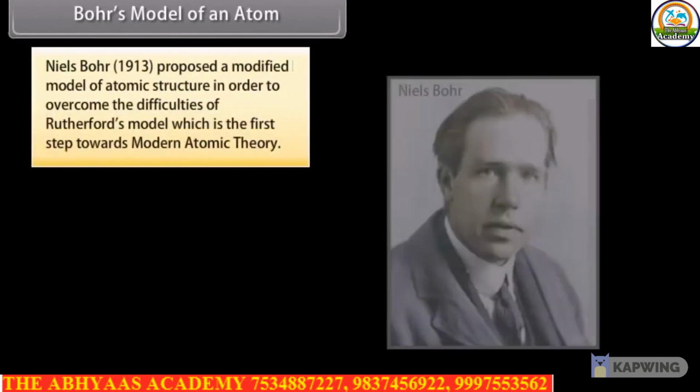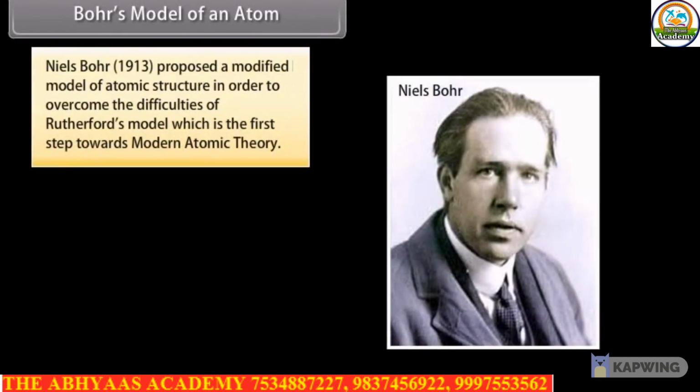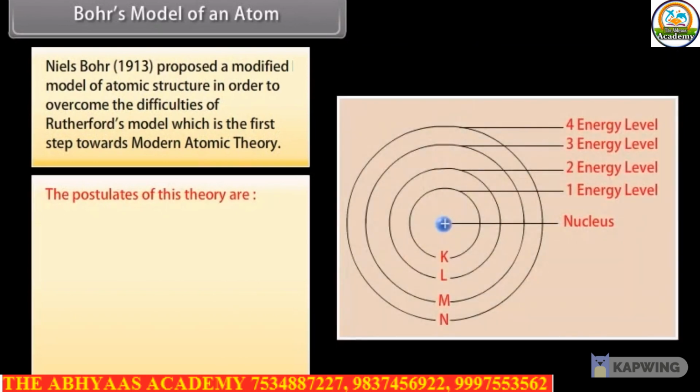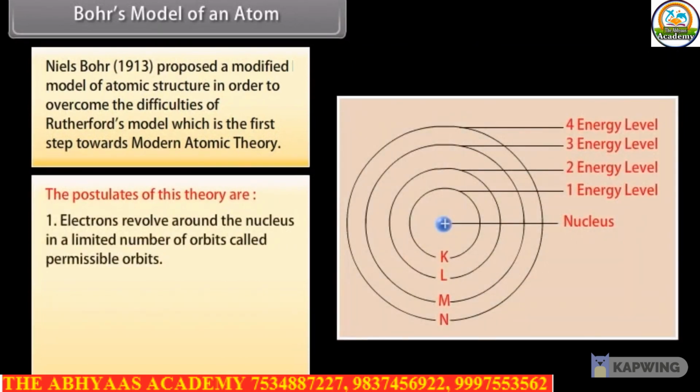Bohr's model of an atom. Niels Bohr, in 1913, proposed a modified model of atomic structure in order to overcome the difficulties of Rutherford's model, which is the first step towards modern atomic theory. The postulates of this theory are: 1. Electrons revolve around the nucleus in a limited number of orbits called permissible orbits.